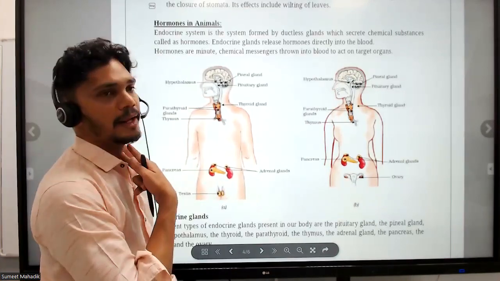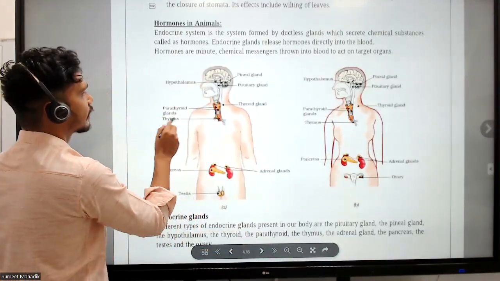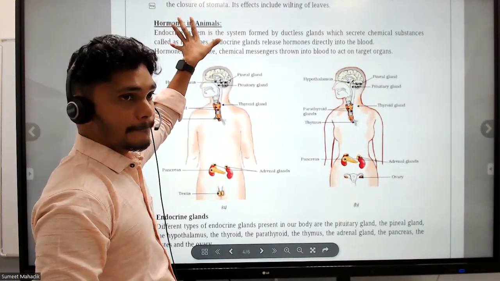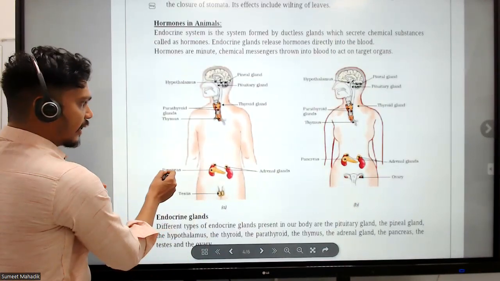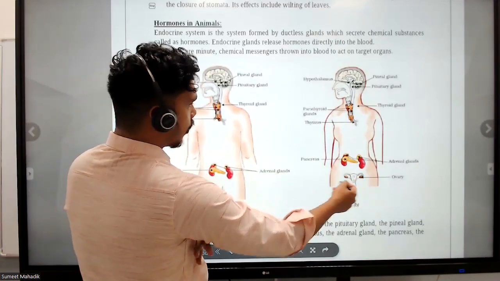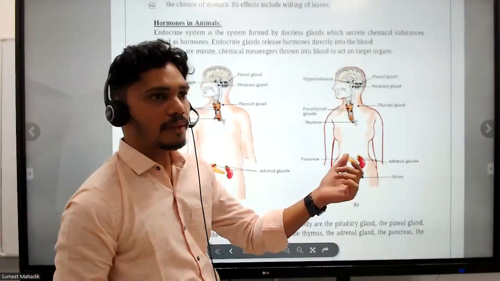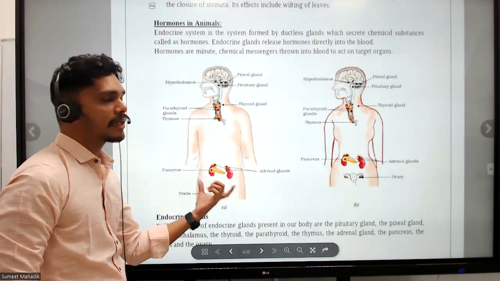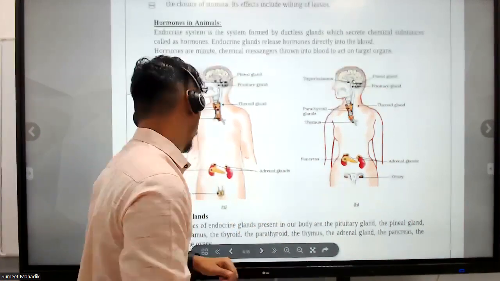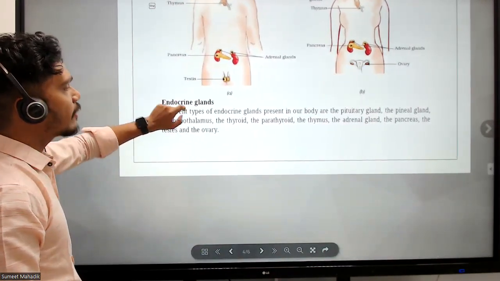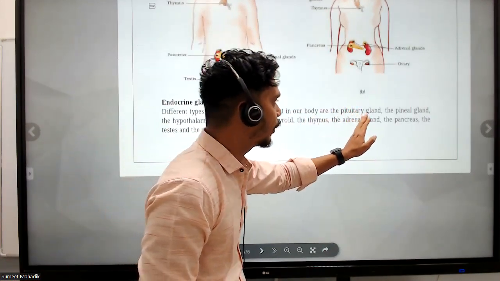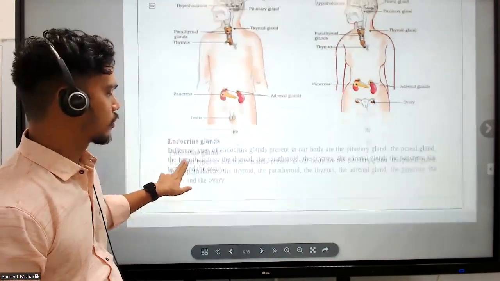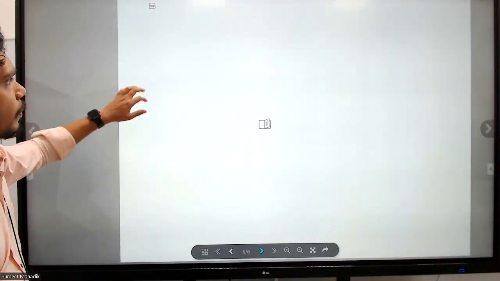Then the parathyroid, and we have the thyroid here. This also is an endocrine gland. The thymus is also an endocrine gland. These are examples of the endocrine hormone system. The pancreas is a bigger one, right? In females, the ovary secretes estrogen and progesterone. In males, the testes are responsible for secretion of testosterone. Very good. So the different types of endocrine glands present in our body are the pituitary gland, the pineal gland, the hypothalamus, the thyroid, whatever you have just studied. Now we're moving to the next part.